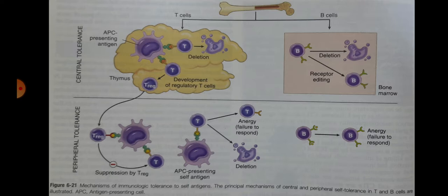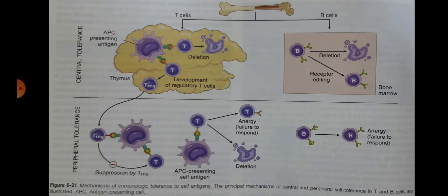Checking for any defect in the regulatory T cells is important to cross-check the cause of recurrent spontaneous abortions.